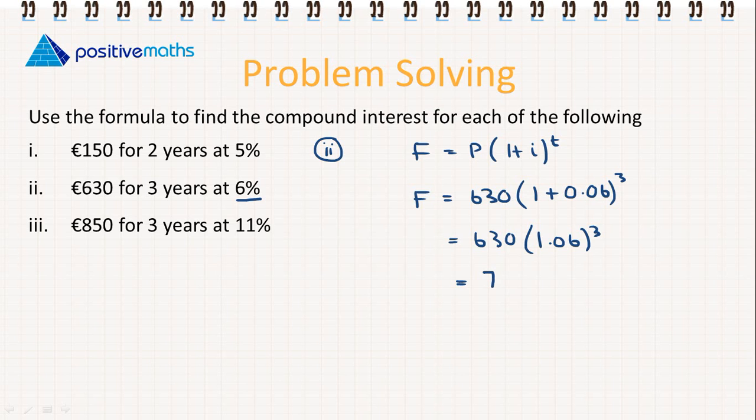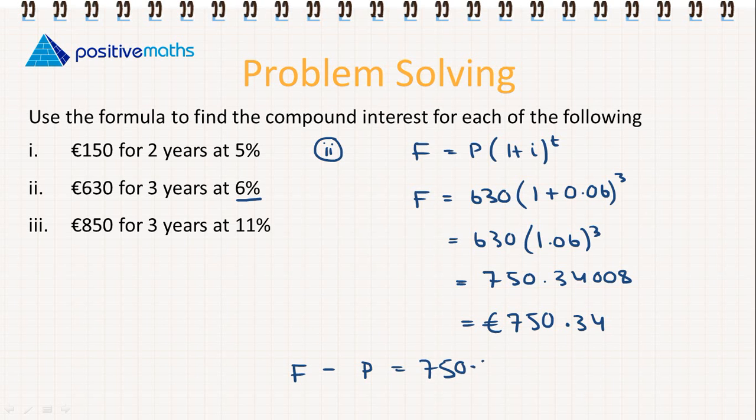So our final amount after 3 years is going to be 750.34008. So again, if we're given our answer in euro, it's going to be 750.34. So now we're going to calculate the interest earned, the difference between the principal and the final amount. So it's 750.34 minus 650. So this is going to give us €100.34.